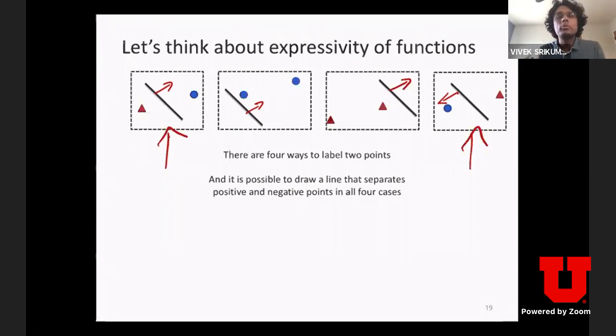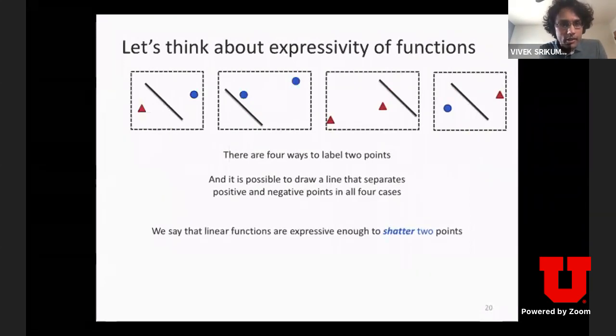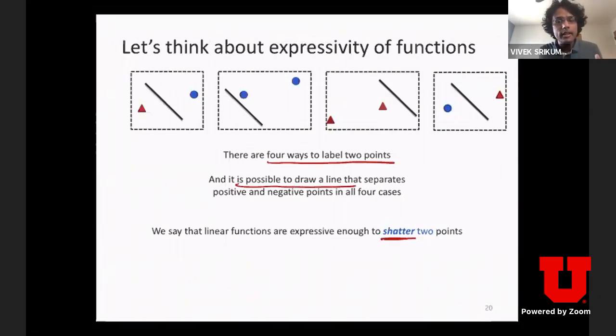To give this property a name, we're going to say that linear functions are expressive enough to shatter 2 points. What does shatter mean? In every possible way in which we label these 2 points, it's possible to draw a line. If this happens, then we say the linear functions can shatter 2 points. Irrespective of how they are labeled, I'll find a line that agrees with that labeling.